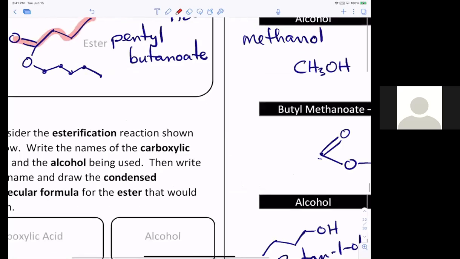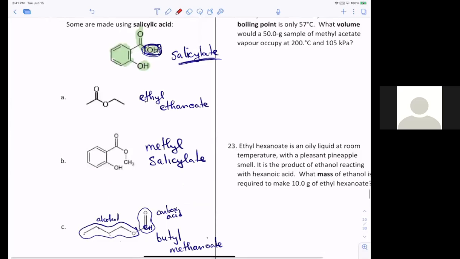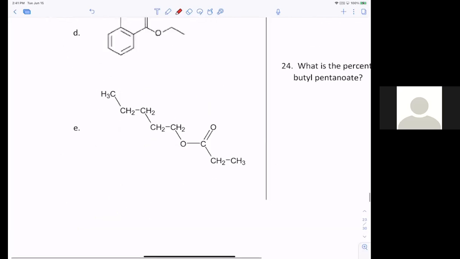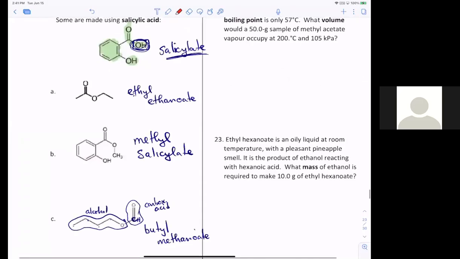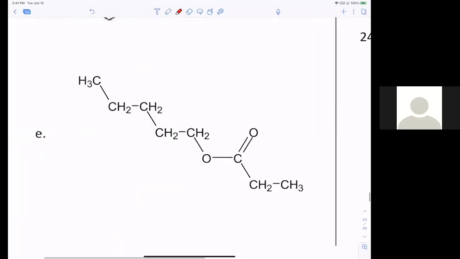All right, let's leave the esters, go down to, well, how about that guy right there? Part E on the next page, question 21. This is what I was just talking about. It's a little bit harder to name the ester just on its own. Can you do that?